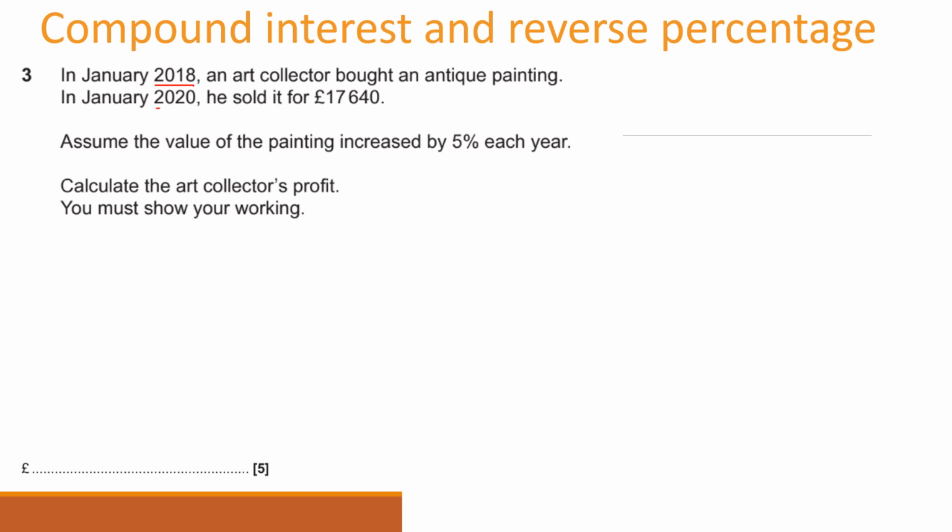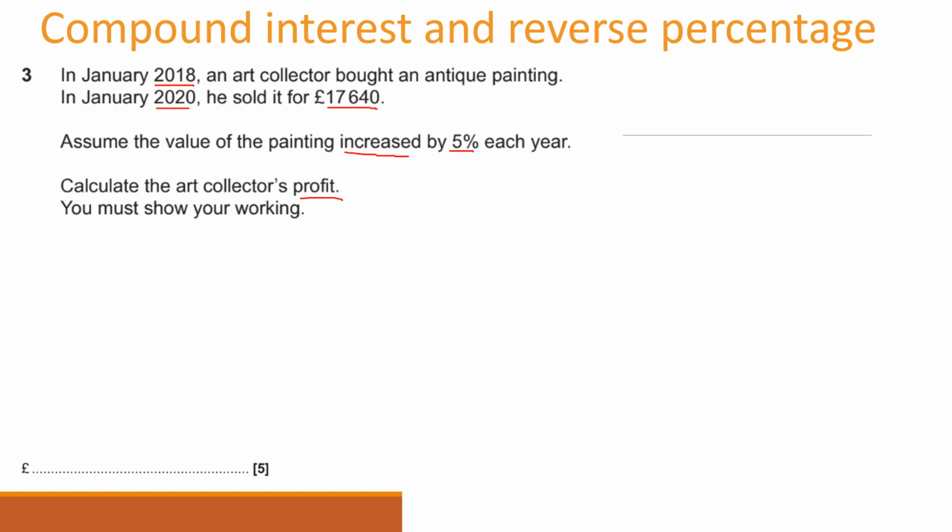In 2020, note the years of the months are exactly the same, which helps because we don't have to do any extra calculations there. So it's literally just the difference between the years in a bit. So in 2020, he sold it for £17,640. Now we're assuming the value of the painting increases by 5% every year. Now we've got to calculate the profit.